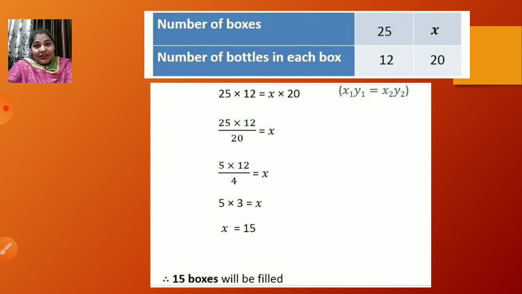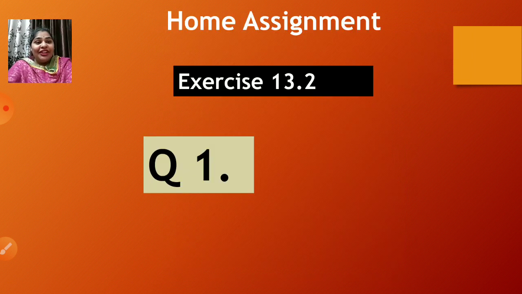So this is how we have to solve. All the sums are of a similar type, children. You can try the remaining sums. Still, we will discuss in the next session. That will be the last session of this chapter. We will complete this chapter.